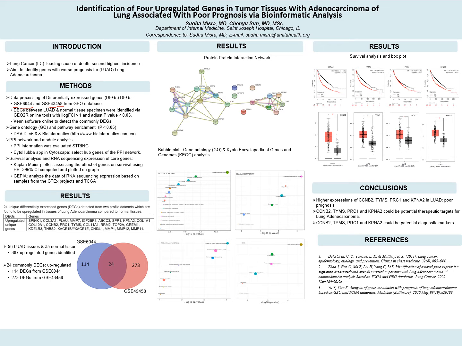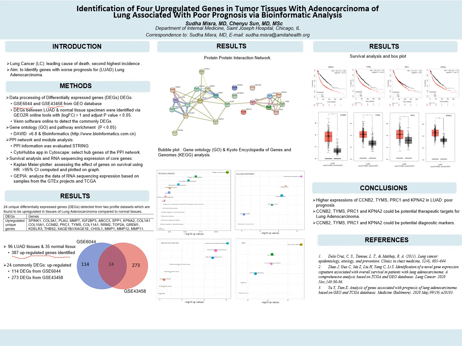The genes between lung adenocarcinoma and normal tissue specimens were identified by an online tool to filter genes with log FC greater than 1 and an adjusted p-value of less than 0.05. When we did this, we obtained data from 96 lung adenocarcinoma tissues and 35 normal tissues. A total of 387 upregulated genes were identified during this process.